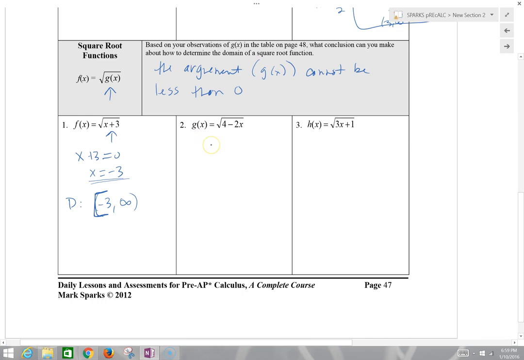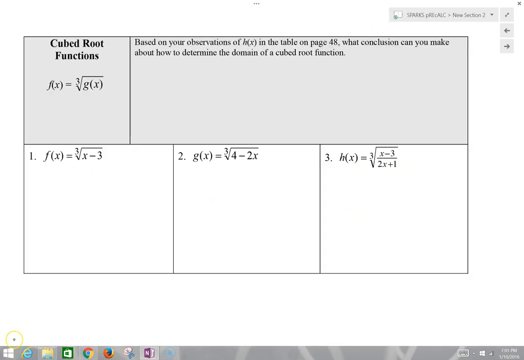So you go ahead and do the next two and check your answers. So pause it right here. Alright, check your answers and we're going to go to the next page.